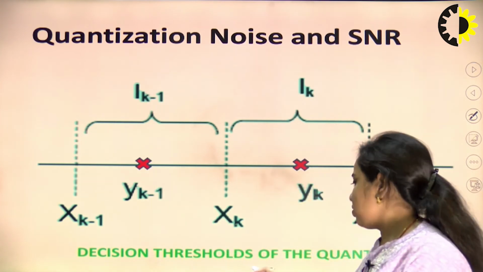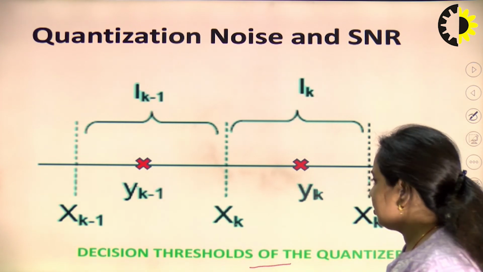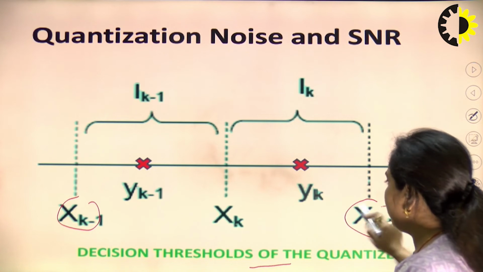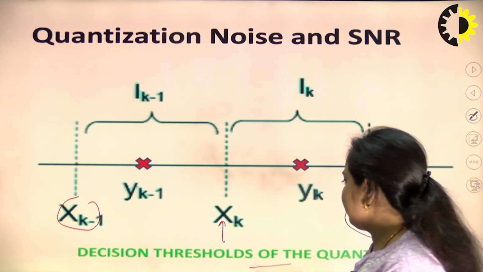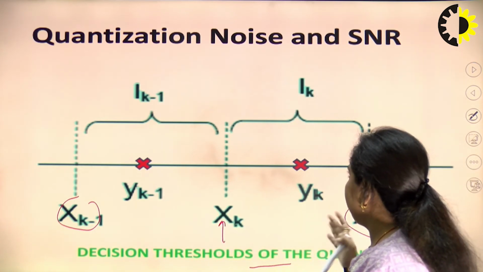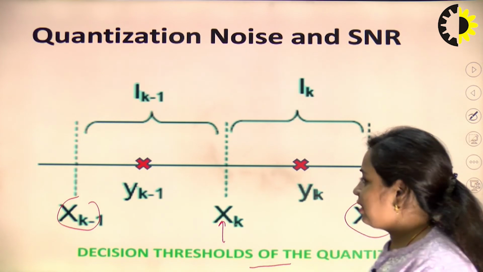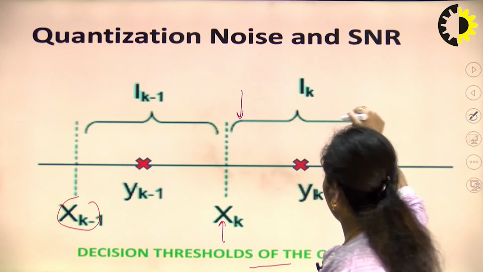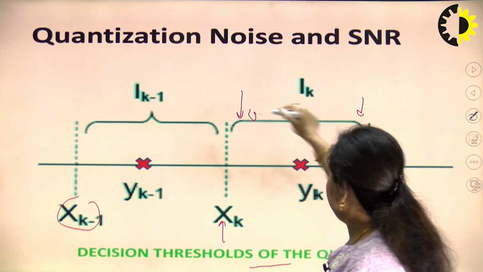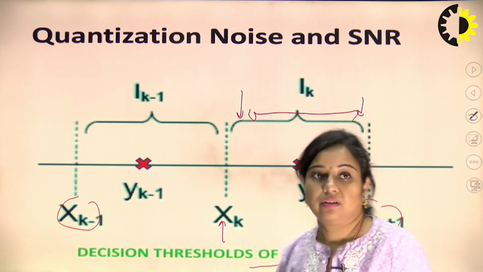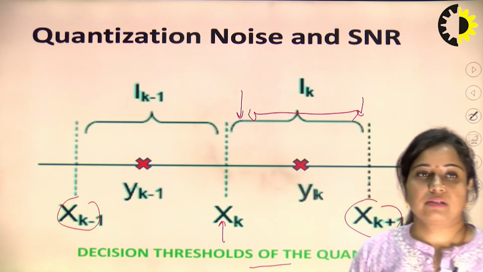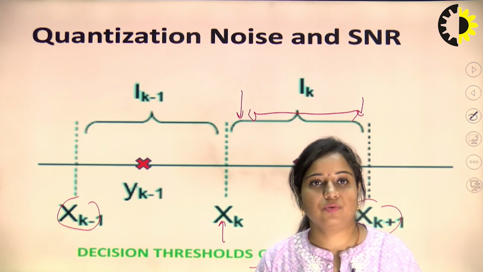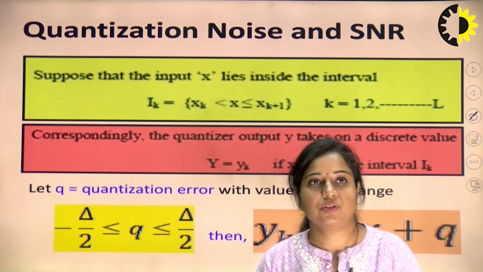So, this is the decision threshold of the quantizer, from xk minus 1 to xk plus 1. It will vary, and this will be the center value, and that will have the noise. Let us say my value lies over here and I have rounded it off to this one. So, this much will be the quantization error, the sampled value subtracted from the original value. That constitutes the quantization error.